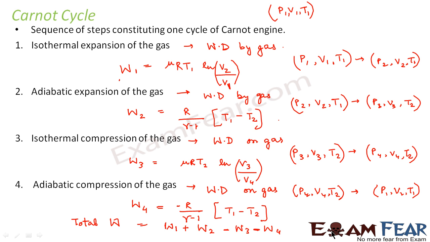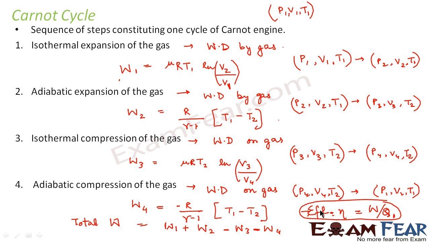So this way you can get the total work done, and if you want to find out the efficiency, that is eta for a Carnot engine, the efficiency becomes this total work done W divided by the amount of heat which it takes from the hot reservoir, that is Q1. So this value will give the efficiency of the Carnot engine.